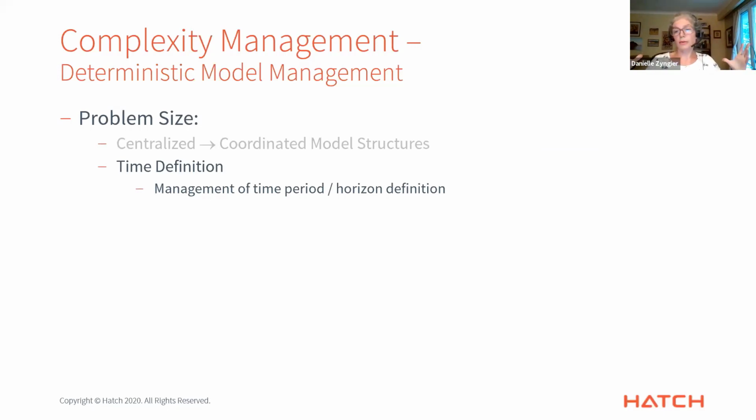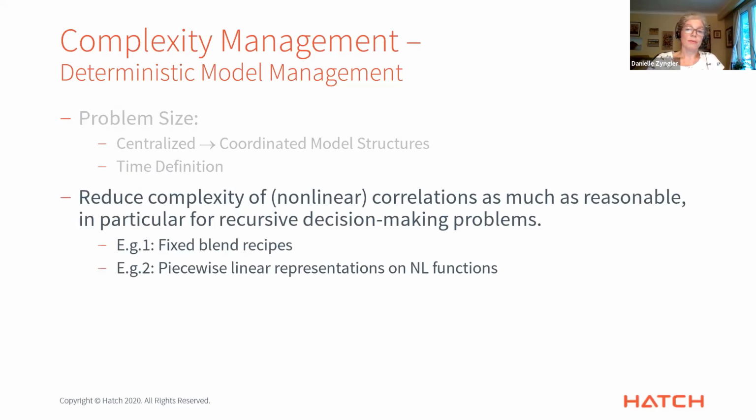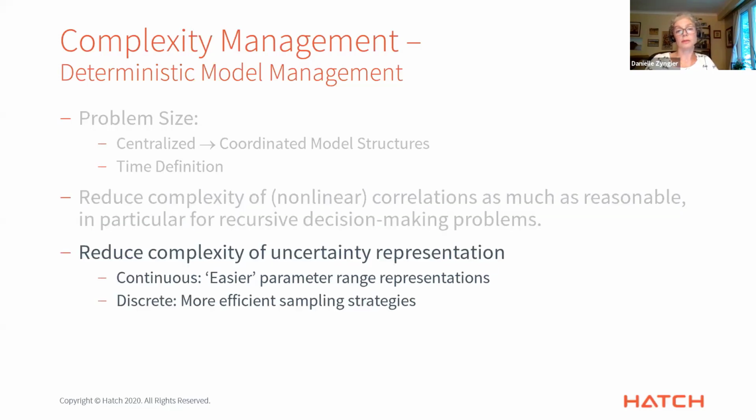What's your decision-making horizon? How do you manage that? Is it a time period? Are you doing a monthly time step, or are you doing an hourly time step? That affects the complexity of your model. If you have nonlinear correlations like blending, for example, you can simplify it depending on what the situation is. It may or may not be applicable to simplify it as fixed blend recipes, which is a way simpler model to solve. If you have nonlinear functions, you can piecewise linearize them. That's pretty typical.